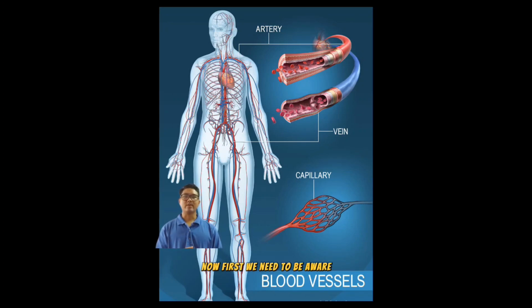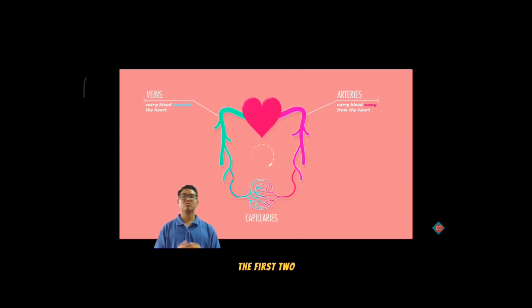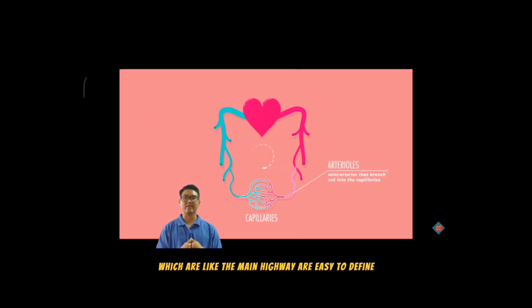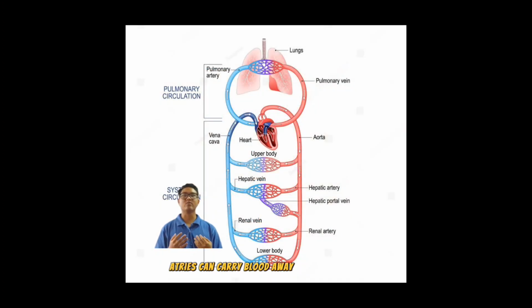First, we need to be aware that blood vessels come in three varieties. First, we have arteries, veins and capillaries. The first two, which are like the main highway, are easy to define. Arteries carry blood away from the heart and they branch out as they go, becoming smaller and smaller. Veins carry blood into the heart, so they merge and become larger as they approach the heart. And then capillaries are the smallest vessels and make direct contact with the tissues around the body and supply them with oxygen, so these are like the surface streets and alleyways.